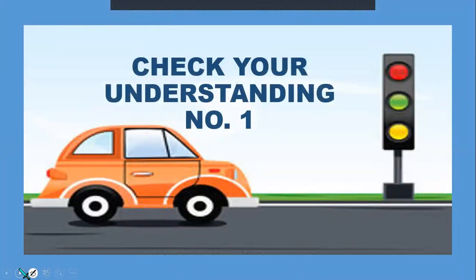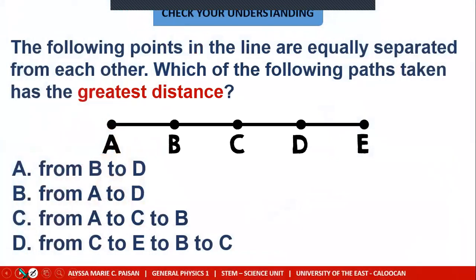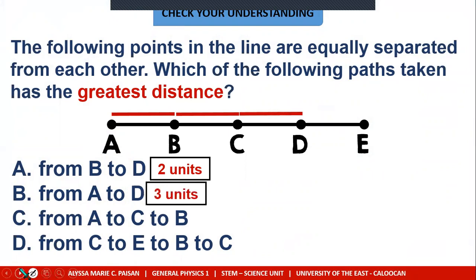Okay, let's check your understanding. Number 1, here's the question. The following points on the line are equally separated from each other. Which of the following paths taken has the greatest distance? Let's count for each option. For letter A, we have B to D. So before you arrive at D, you have to pass through C. So that's 1 unit and then 2 units. Okay? From A to D, that's going to be from A to B, B to C, and then C to D, that's 3 units.